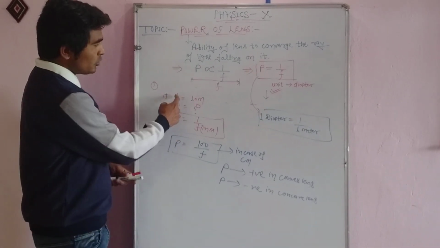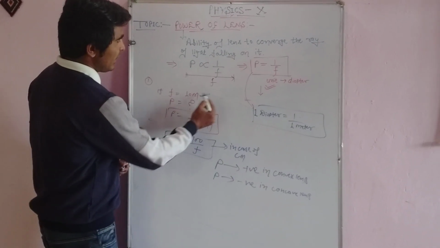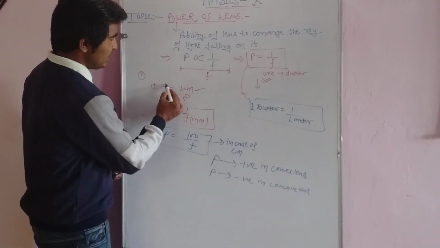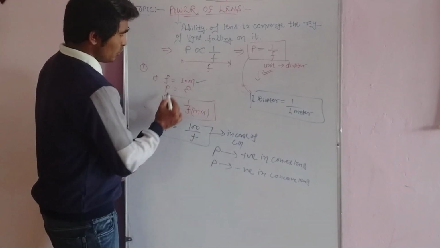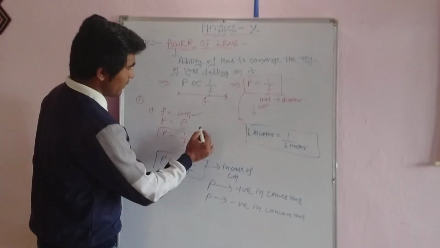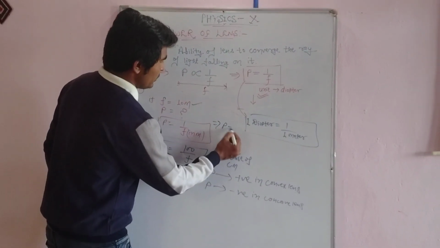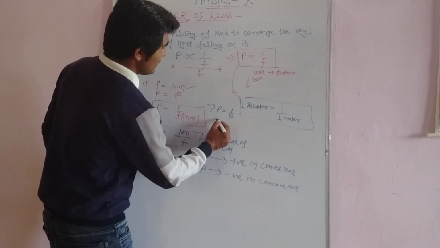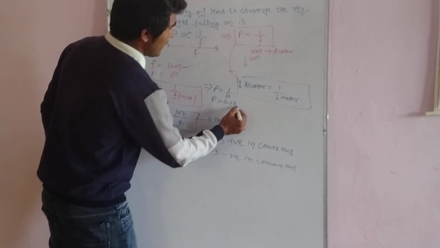In this question, suppose the focal length of a lens is 10 meter, calculate its power. In this case, focal length is in meter, so the formula should be P is equal to 1 upon F. So P is equal to 1 upon 10, that is equal to 0.1 diopter.